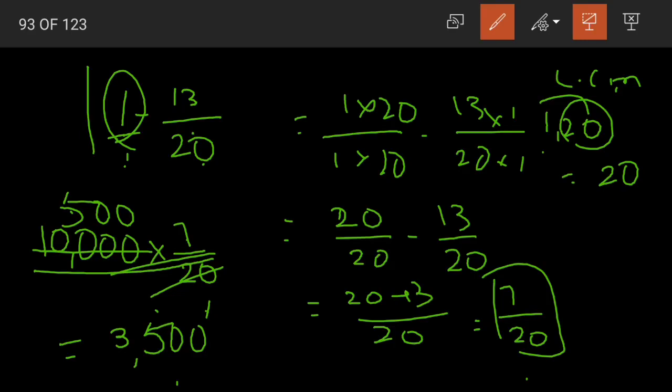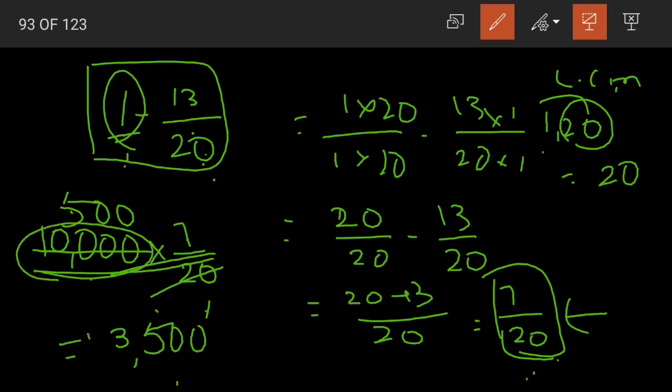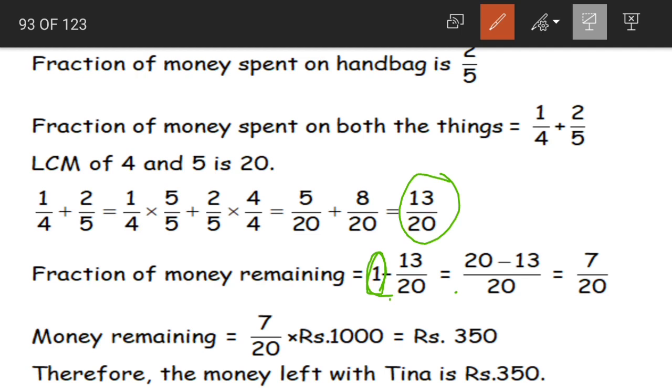Understood children? 1 minus the fraction of amount spent will give us the fraction of amount left. But we do not want the fraction of amount left. We want how much amount is left. So we are multiplying this fraction with the total amount. Then we got 3,500 rupees as our answer. Or what you can do is, you can first multiply 10,000 with 13 by 20.